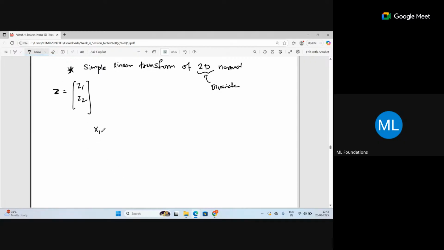Okay, suppose I define a random variable x1, which is a function of z1, and that is equal to z1. And there is another random variable I define, let's say x2, which is rho z1 plus square root of 1 minus rho square z2. Fine. And rho belongs to the range -1 to +1. So x1 is a function of z1, and x2 is a function of what? Z1 and Z2. Correct?